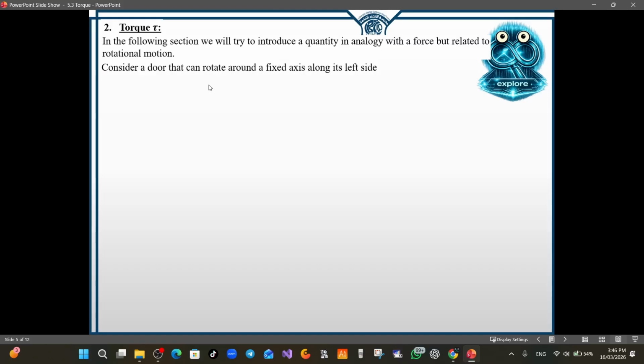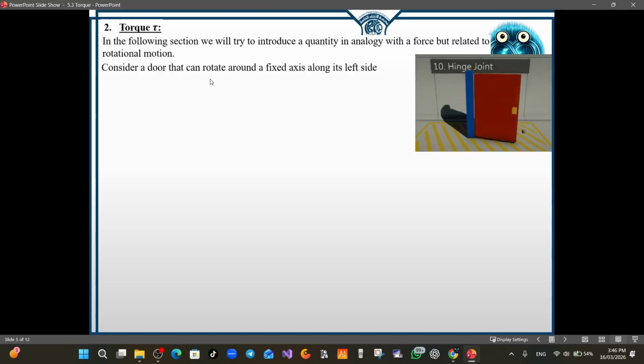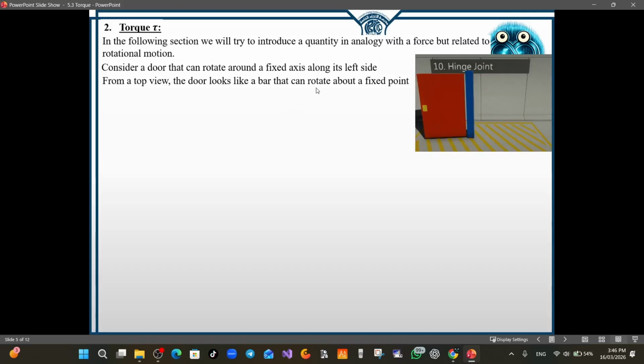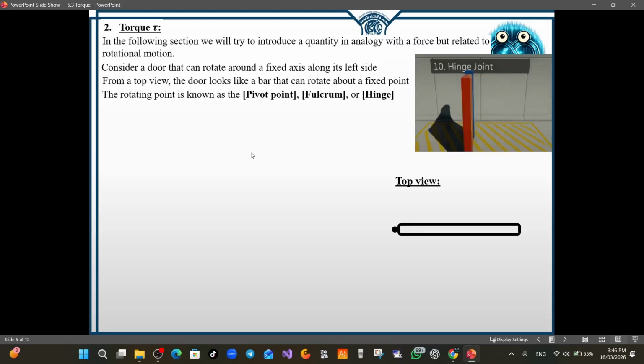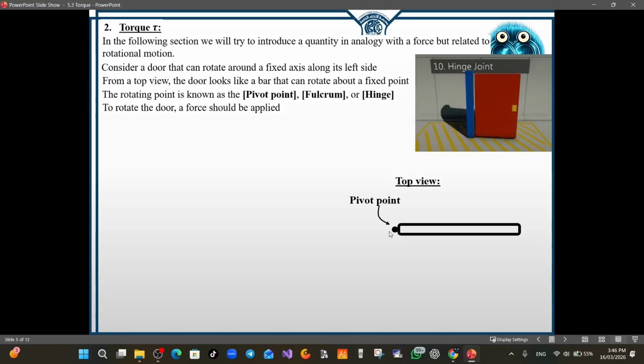Consider a door that can be rotated around a fixed axis along its left side. From the top view, the door looks like a bar that can rotate about a fixed point. By the top view, I mean this perspective, from above. The rotating point is known as the pivot point, fulcrum, or hinge. So this point is the pivot point or the fulcrum.